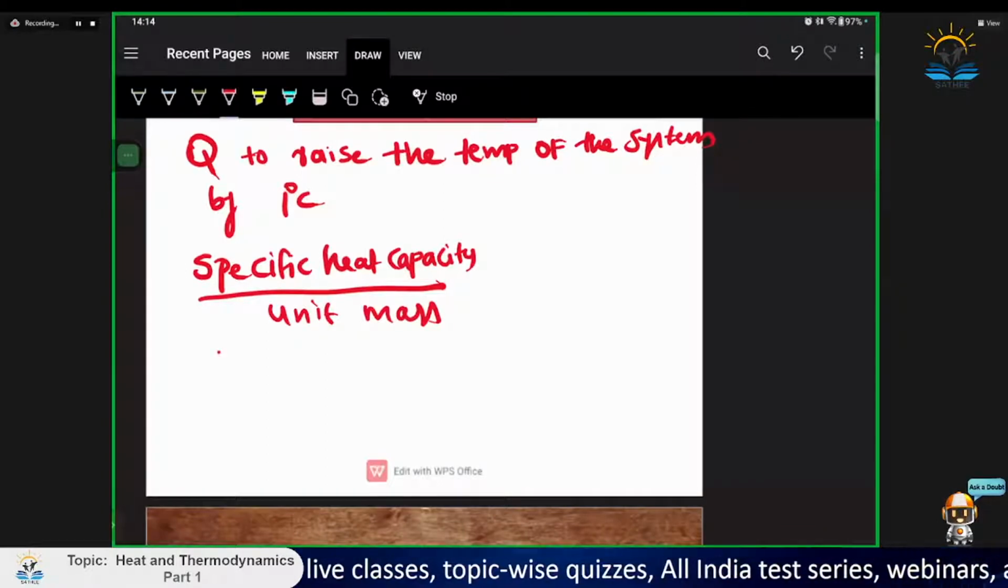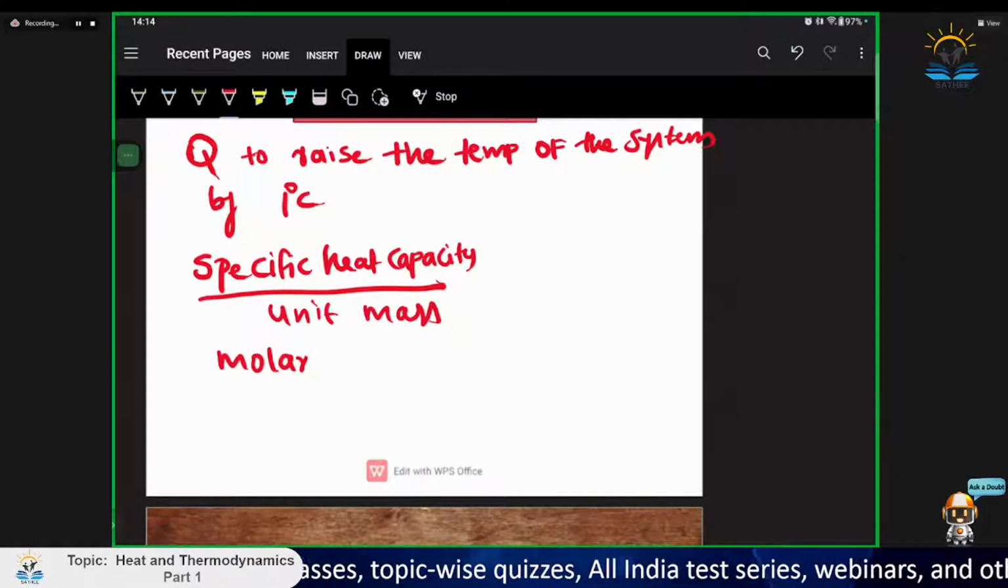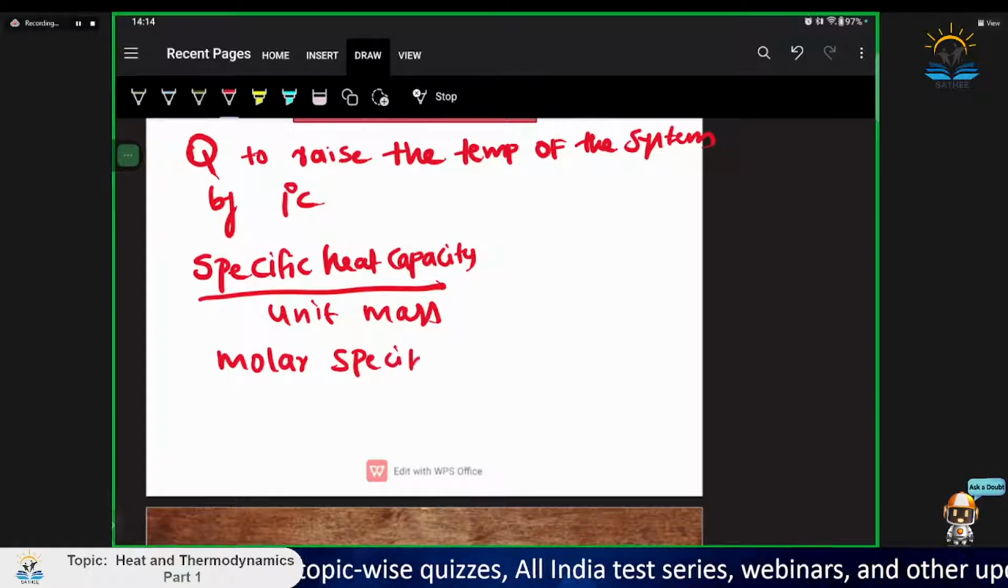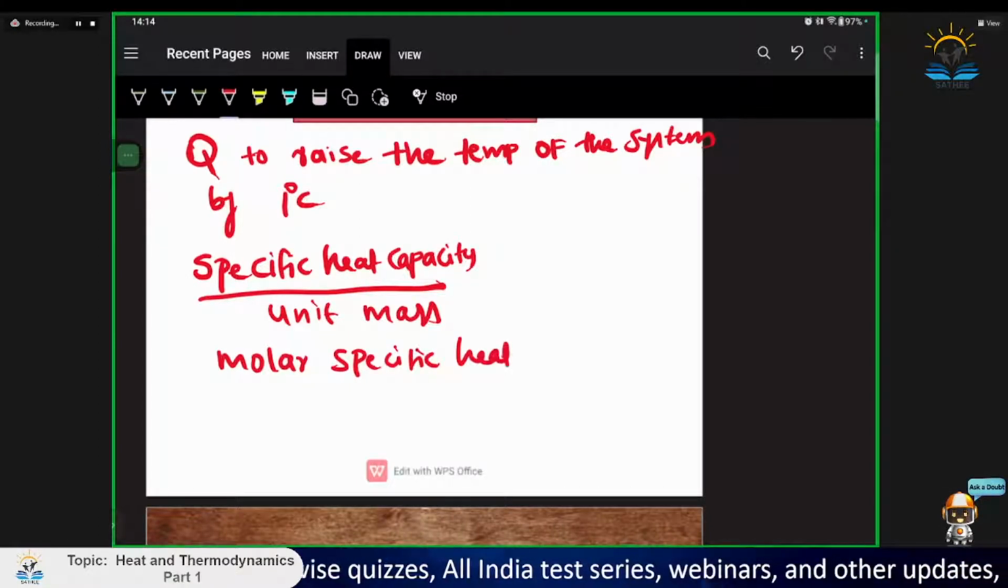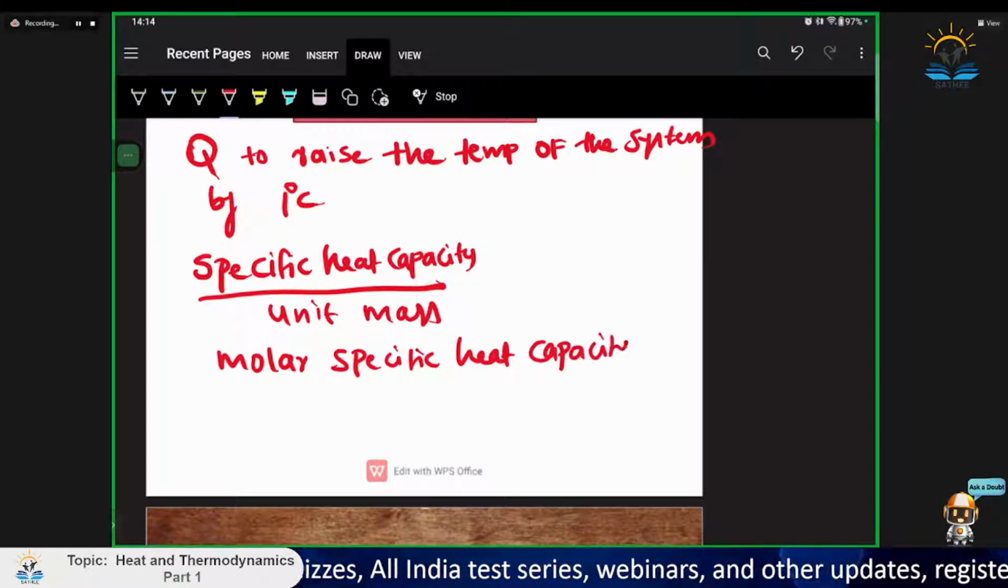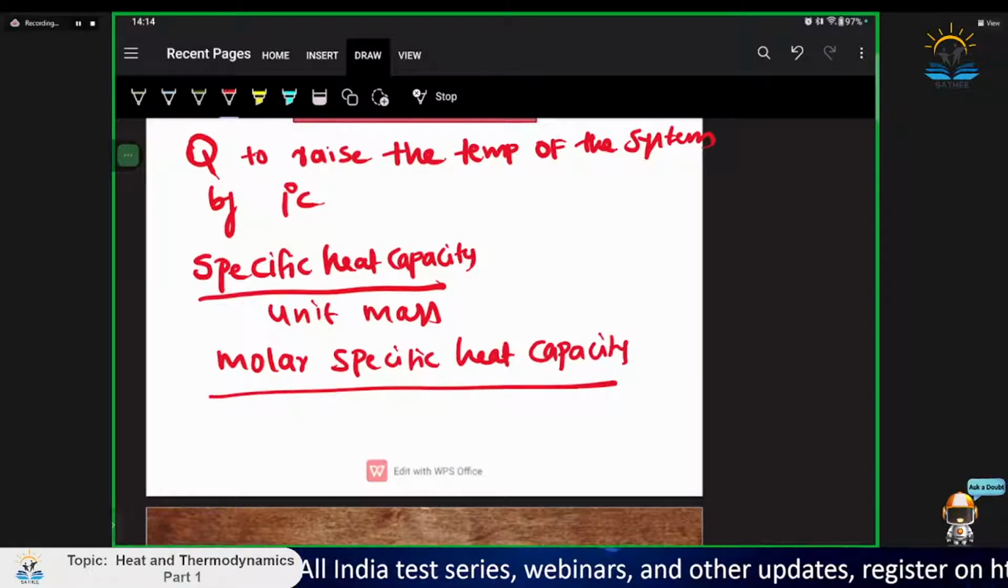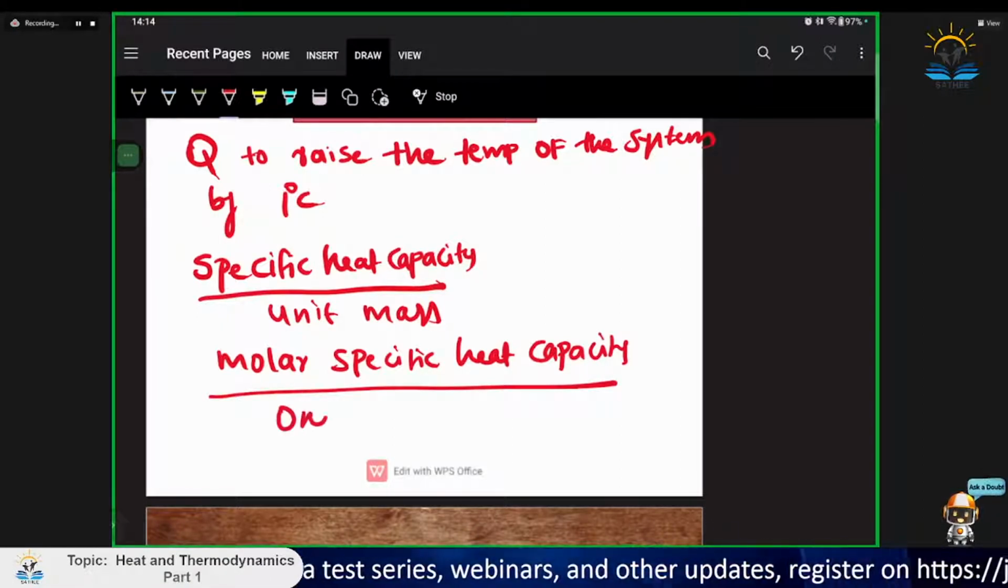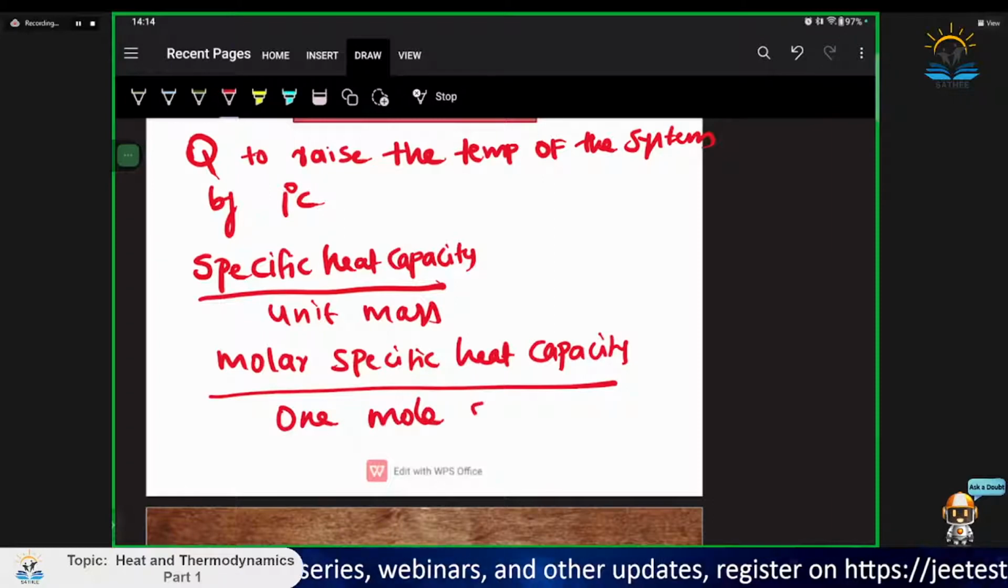Next is molar specific heat capacity. In this case, instead of unit mass, it will be 1 mole of the substance.